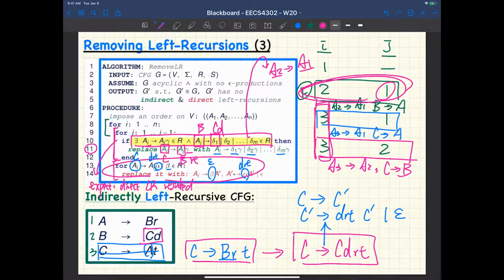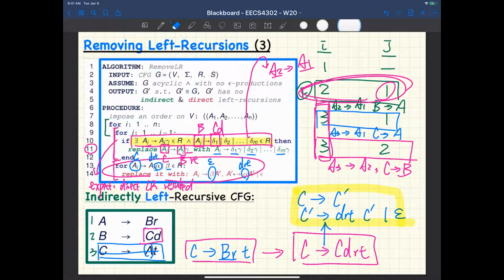Yes? Since you said that C gets replaced with C and BRT. Oh, you mean here, eventually, right? Do we have to reiterate on the new C and C prime? You don't have to. You just go with the old indices, just C.